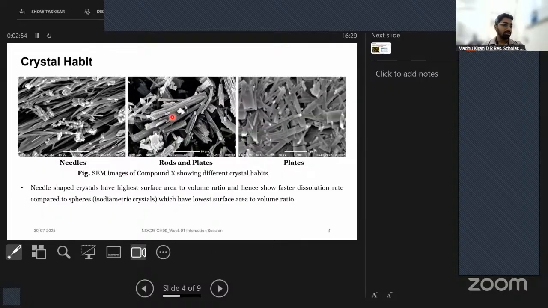And there was another example of our lab itself. We got three different crystal habits of the same compound. Like one was the needles, and a mixture of rods and plates, and then just plates. So all these three different crystal habits, they show different dissolution rate, and then they also show different flow properties, different degree of compressibility into tablet. So this all changes with the crystal habit.